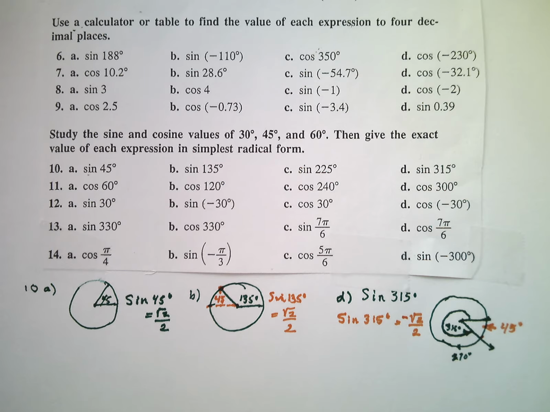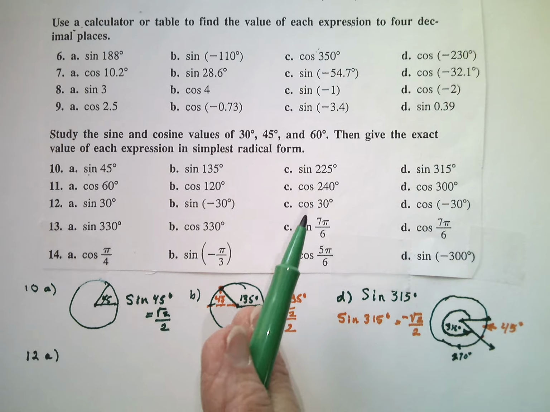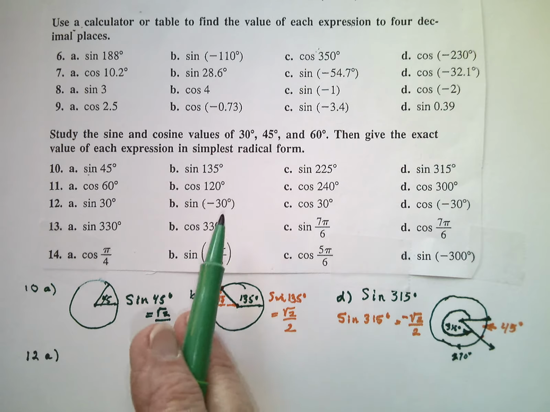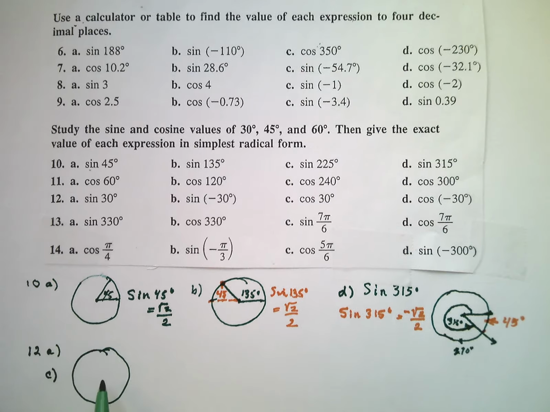Number 12, we don't need a circle for every single one because they're giving us 30 degrees for part A and 30 degrees for part C. Negative 30 degrees for part B, yeah, we don't need. So one circle is going to take care of both A and C. Supposed to draw a 30-degree angle.